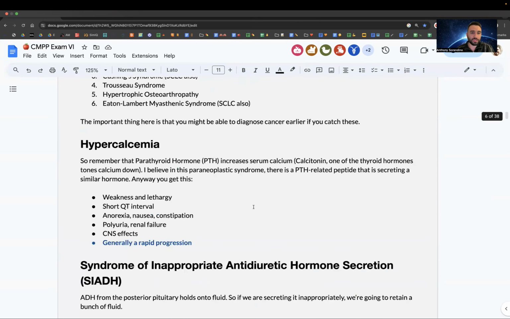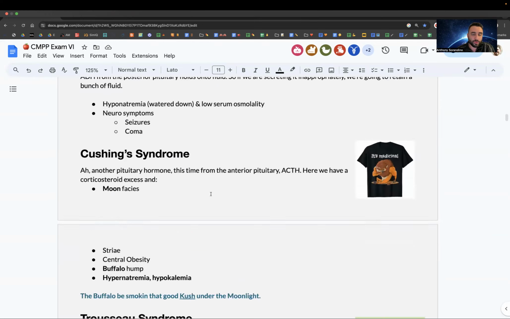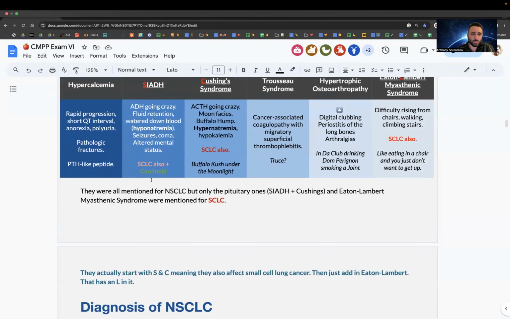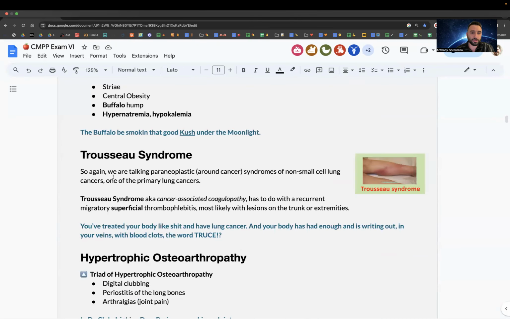So hypercalcemia, this is where you're going to have a parathyroid hormone-mimicking tumor, pushing out all this PTH. Again, it's pulling calcium from the bones and putting it into the serum. So you're going to get hypercalcemia, okay? Because of this, you're going to get weakness, lethargy. It's generally a rapid progression. You're going to have renal failure here as well. And then I believe pathologic fractures, because if you're pulling calcium out of the bones, it's going to weaken the bones. So that makes sense.